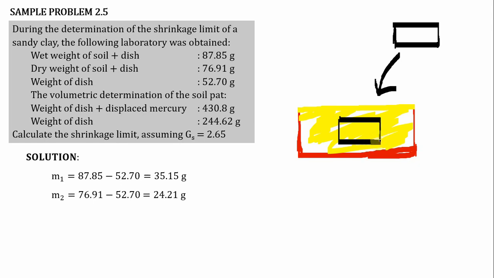What will happen to the mercury? The mercury is full, class. There will be a displacement of mercury, because the container is full and then you submerge the sample. Therefore, there will be displacement, or in Bisaya, class, it will overflow.